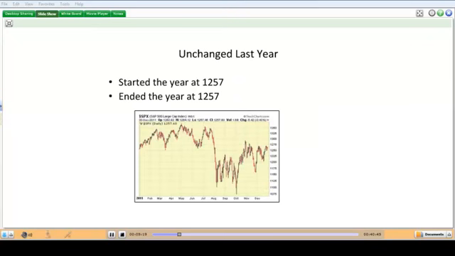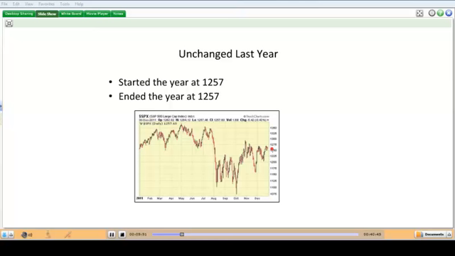Now this is really interesting. This is a price chart of the S&P for year 2011. So this was taken December 31st, 2010 through December 31st, 2011. And the S&P started the year at 1257, ended the year at 1257. So that's a great example of how you have this volatility, and there's virtually no change in the index over that 1 year period.